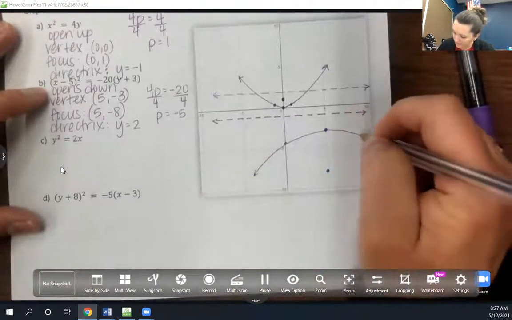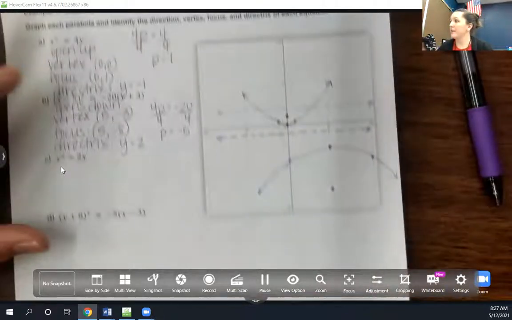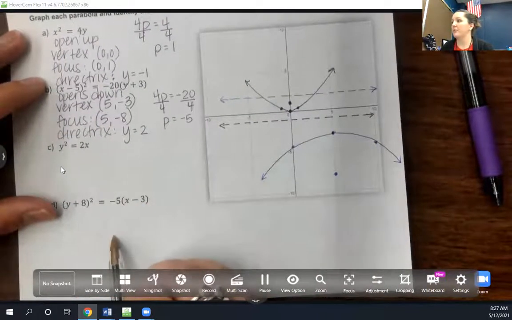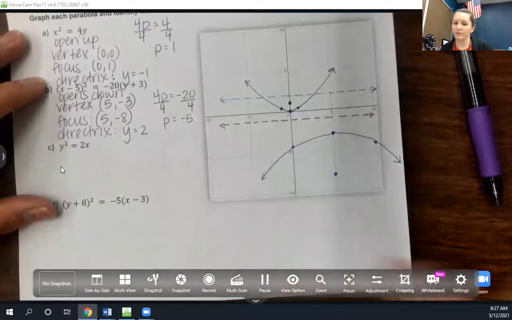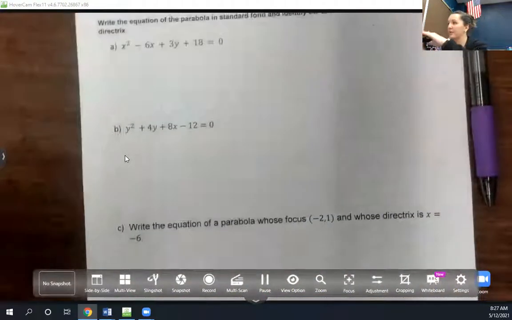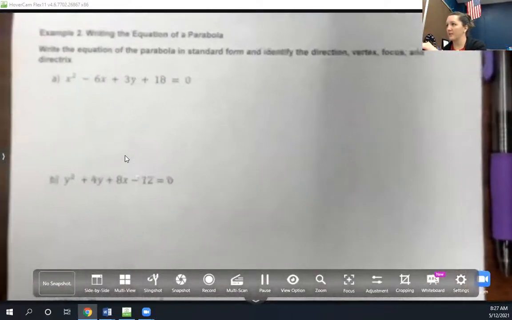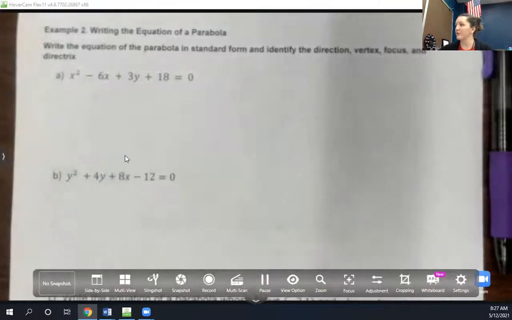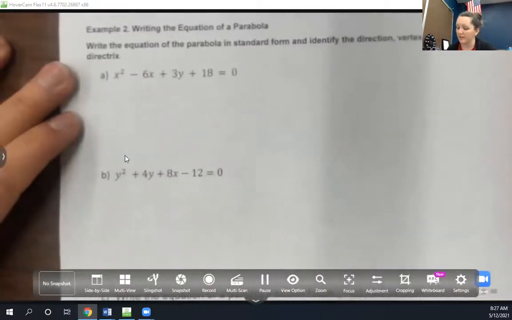All right. So that is up and down. I'm going to let you do the horizontal. They're the same thing. Now we're going to move to writing the equation of the parabola in standard form and identify the direction, vertex, focus, and directrix. So let's look at this.